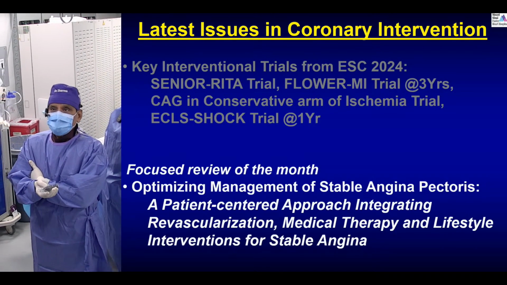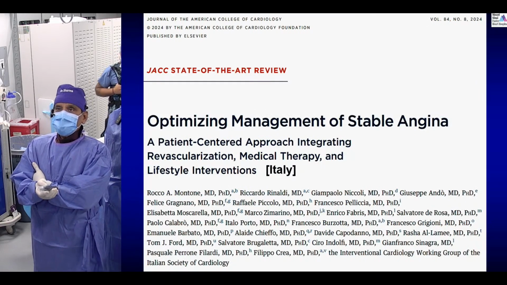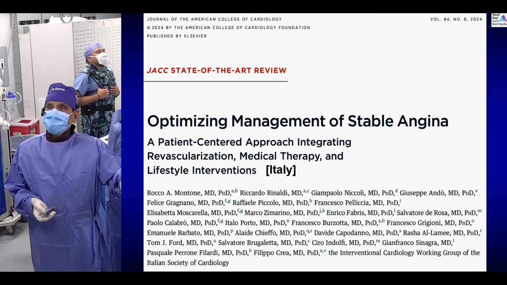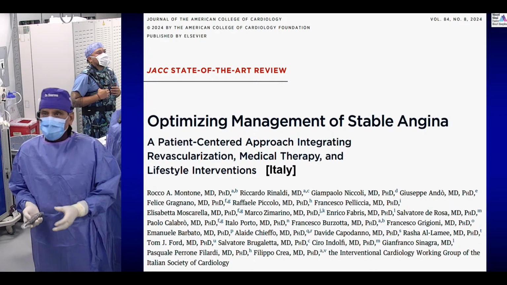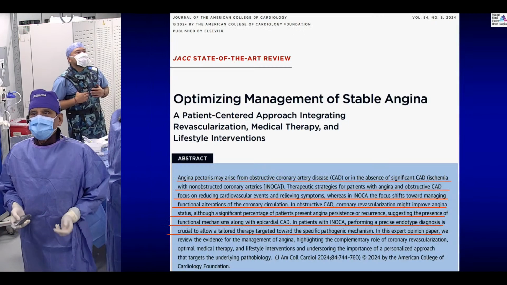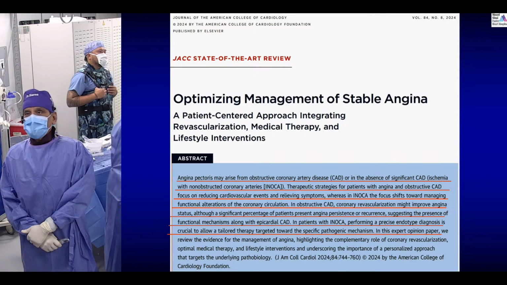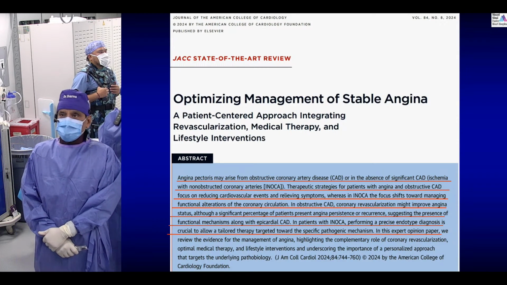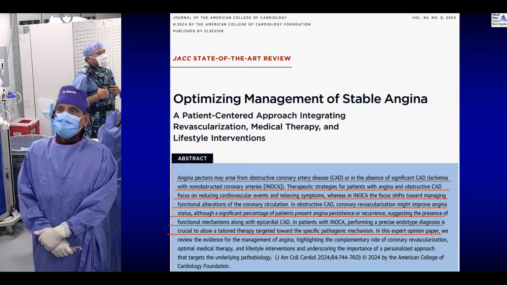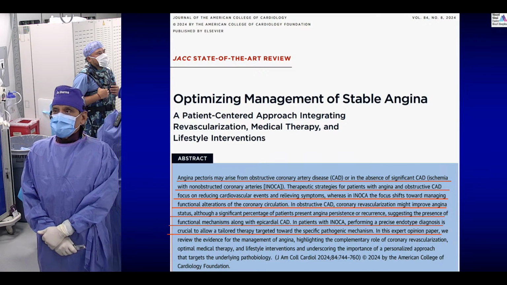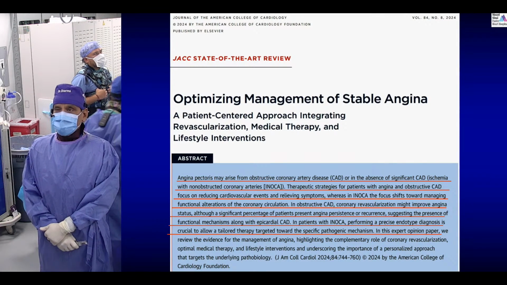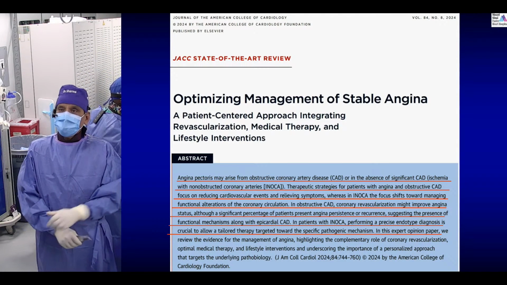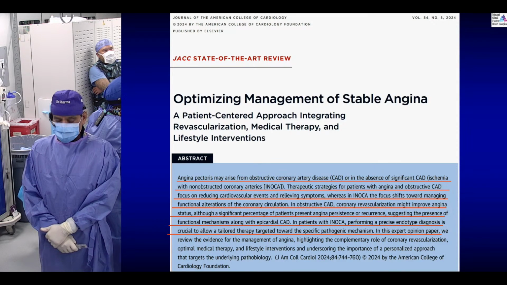So coming back to our focus review, stable angina management is a patient-centered approach, because not only do we talk about giving anti-ischemic therapy, we need to talk about the patient as a whole: revascularization, medical therapy, and lifestyle intervention. Angina pectoris may arise from obstructive CAD or, in the absence of significant CAD, ischemia with non-obstructive coronary arteries, which is INOCA, or MINOCA. Therapeutic strategy for patients with angina and obstructive CAD focuses on reducing cardiovascular events and relieving symptoms, whereas in INOCA, the focus shifts towards managing functional alteration of the coronary circulation, the microvasculature.